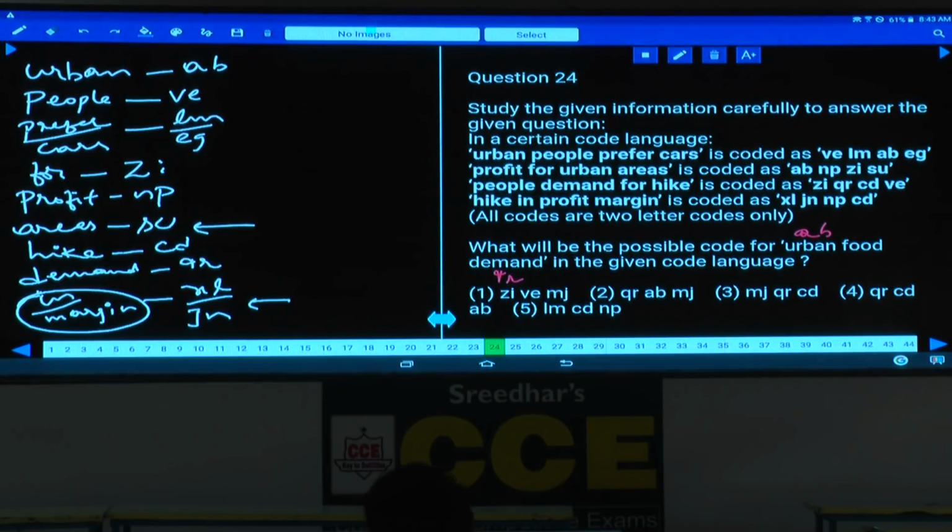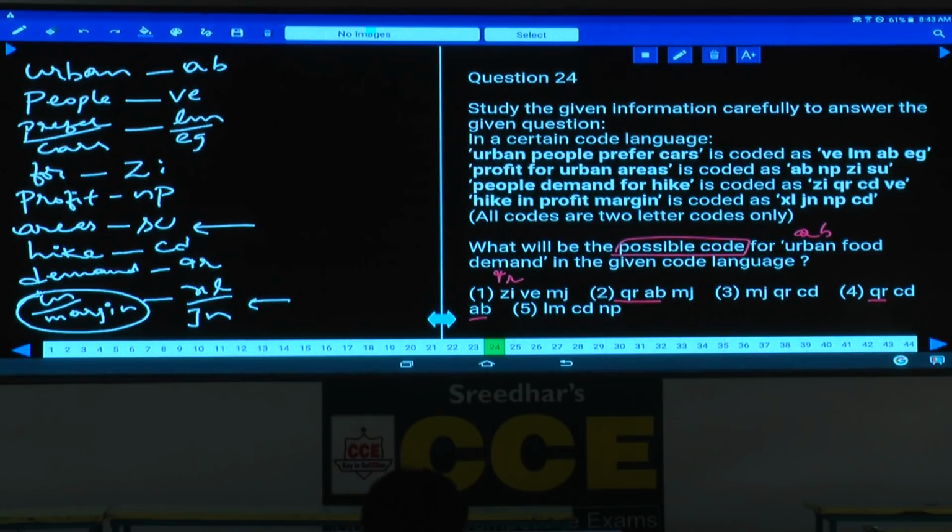Now if you observe here, food is nowhere present in any of the given statements. As food is not present here, that is the reason why the question is about a possible code, because we are not 100% sure what the code for this would be, isn't it? But whereas AB and QR, if you observe here, AB QR is here, and AB QR, QR and AB is present in choice 4 as well. Now either choice 2 can be your answer or choice 4 can be your answer.